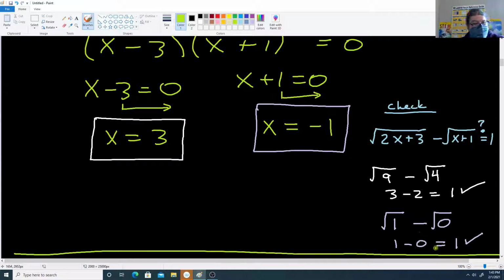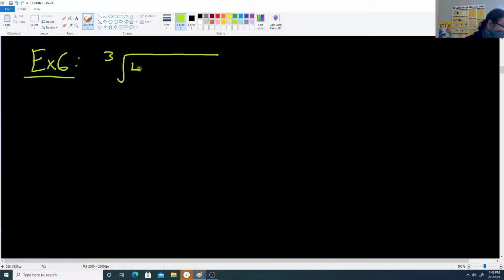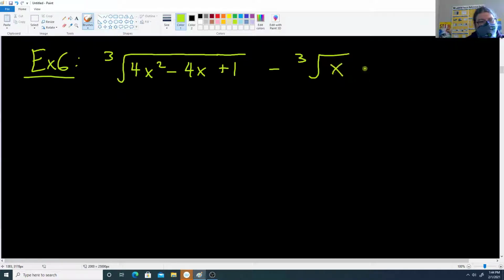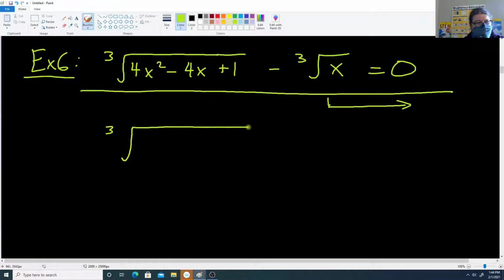All right, so next up we're still looking at some square root types, or I guess it's really cube root type stuff. For example 6, we've got the cube root of 4x squared minus 4x plus 1 minus the cube root of x equals 0. So step 1 is we want to take this negative cube root of x term and scoot it across the equal sign. So we get this equals this.